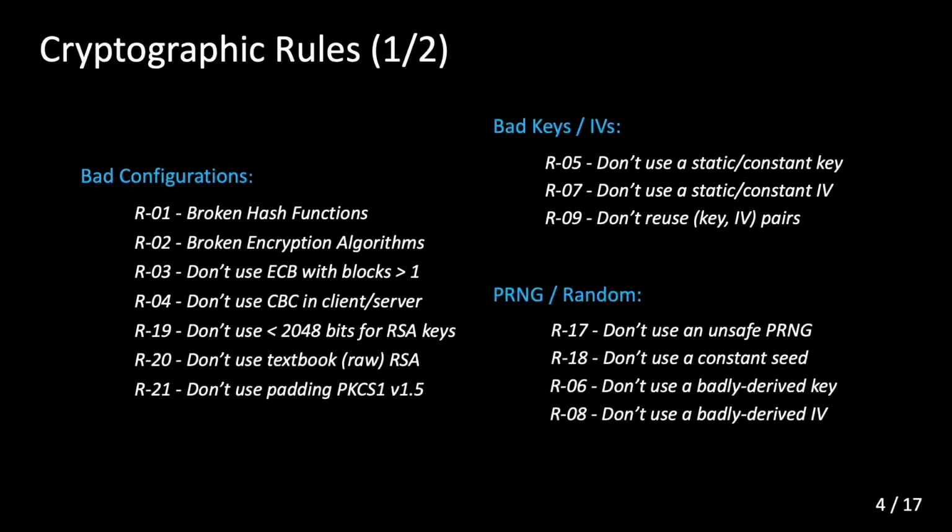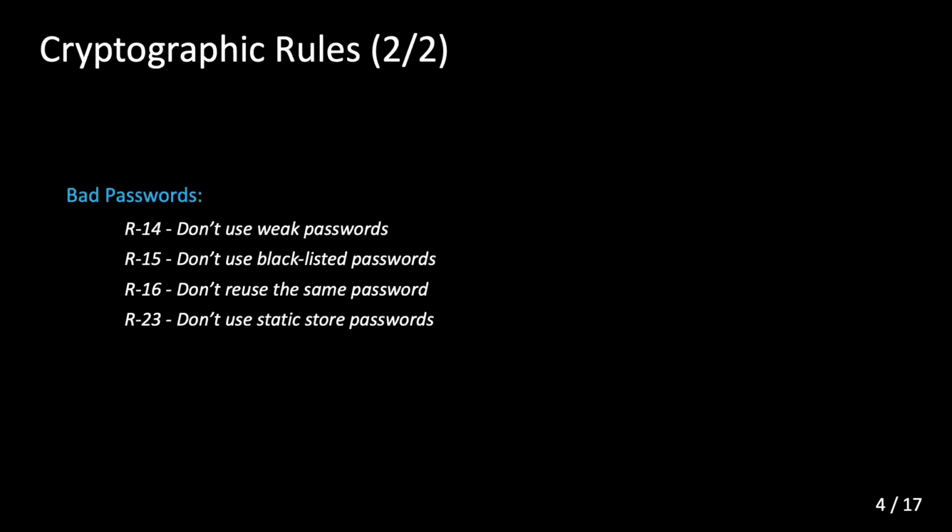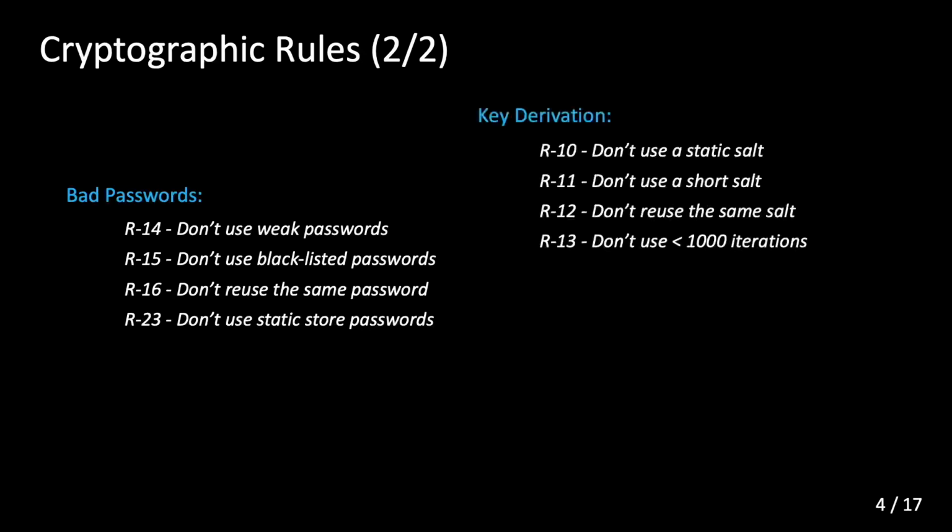For example, Rule 17 says that we cannot use unsafe random number generators. An example is java.util.Random, that shouldn't be used for cryptographic purposes. Other rules focus on passwords that are used for key derivation or for storing sensitive data. For example, these rules prohibit the use of weak passwords, blacklisted passwords, or the reuse of the same password multiple times. Other rules focus on key derivation and related parameters.